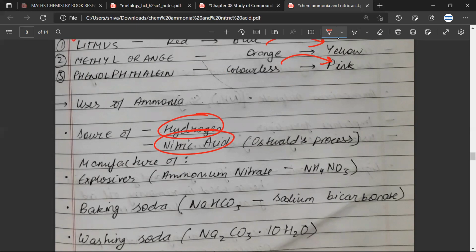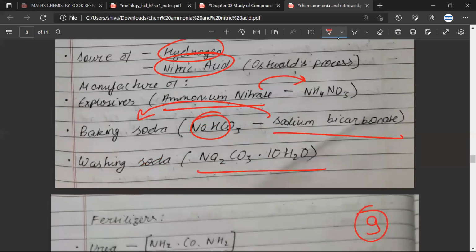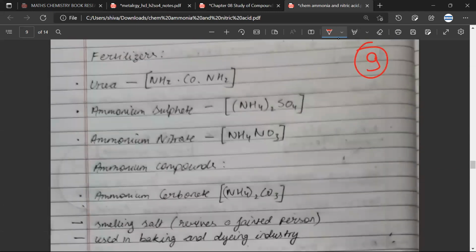It is also used in manufacture of explosives, ammonium nitrate, baking soda. Remember the formulas of these compounds. So you have NaHCO3. In exam they may ask you baking soda, so you have to write the formula. If they give you the chemical formula NaHCO3, you could write sodium bicarbonate as given over here, but mostly it is known as baking soda. And then you have washing soda, whose chemical formula is Na2CO3.10H2O.